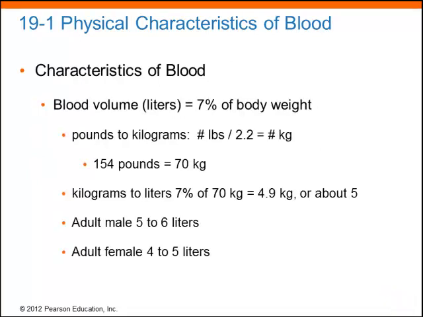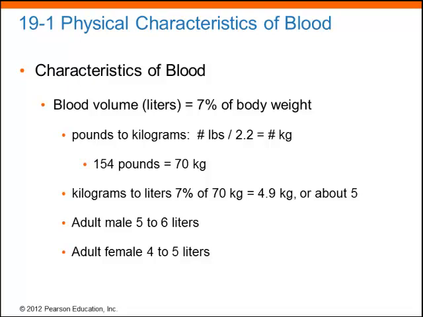Here's a little bit of math practice for you. We say that the volume of blood in liters is 7% of the body weight in kilograms. Well, most of us don't measure our weight in kilograms, so here's the conversion. You won't have to do this for the test, but it doesn't hurt to pull out your calculator and practice. Figure out from your own weight in pounds how many kilograms you weigh by dividing the number of pounds by 2.2. So if you weighed 154 pounds, then that would be 70 kilograms.